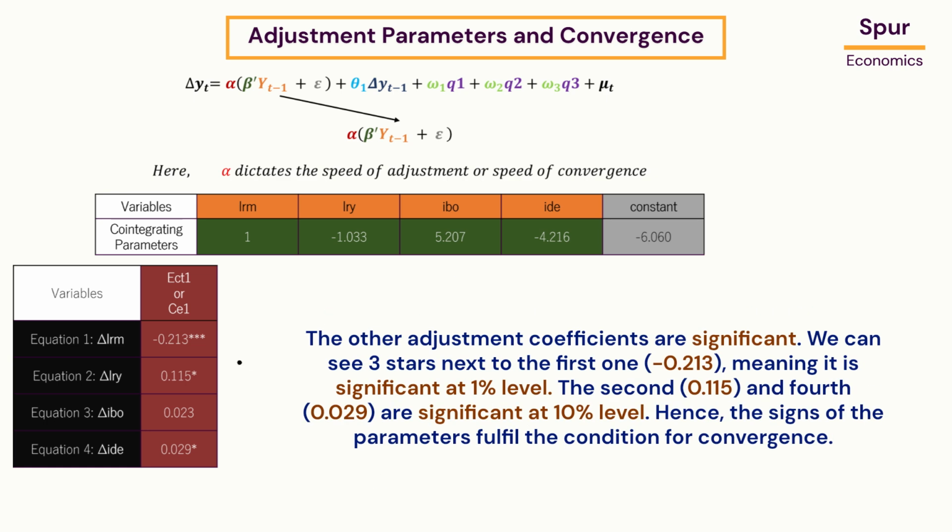The other adjustment coefficients are significant. We can see 3 stars next to the first one, meaning it is significant at 1% level. The second and fourth are significant at 10% level. Hence, the signs of the parameters fulfill the condition for convergence.